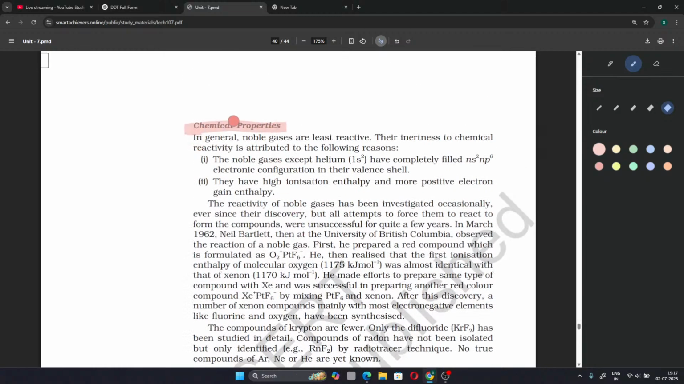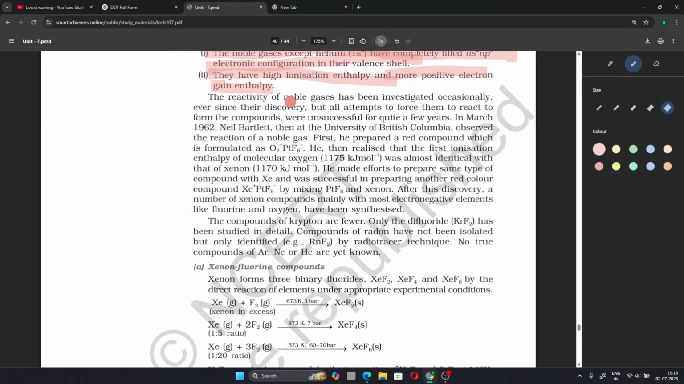Chemical properties of the group 18 elements. In general, noble gases are least reactive. Their inertness to chemical reactivity is attributed to the following reasons. First, noble gases except helium have a completely filled ns2 np6 configuration, and helium also has a completely filled doublet configuration, 1s2, in the valence shell. They have high ionization enthalpy and more positive electron gain enthalpy. They don't want to be disturbed by gaining electrons.